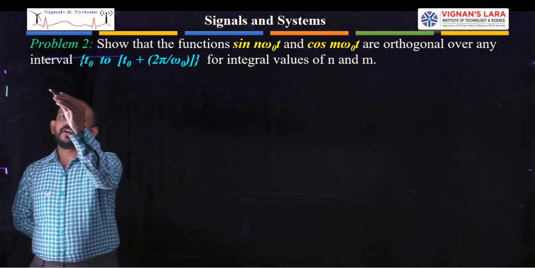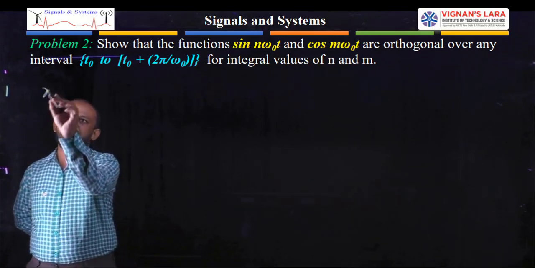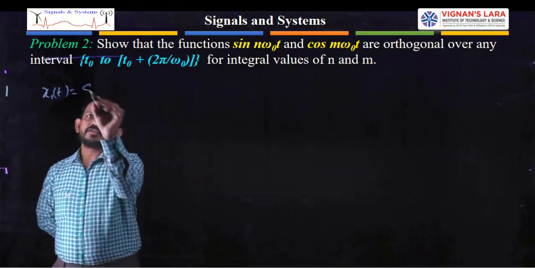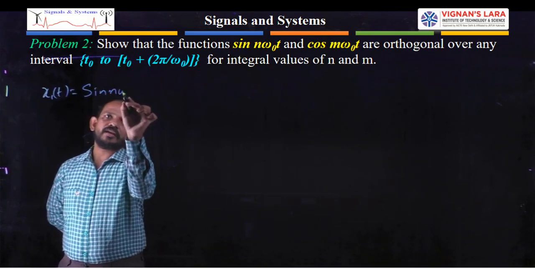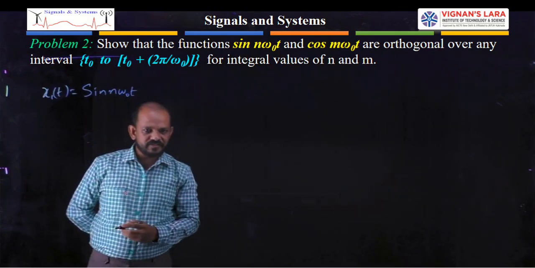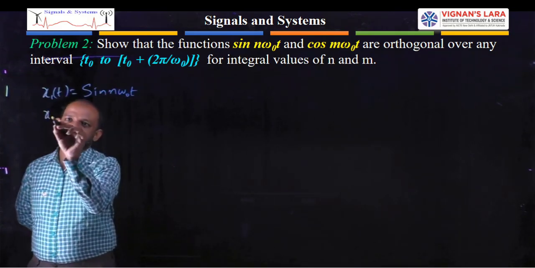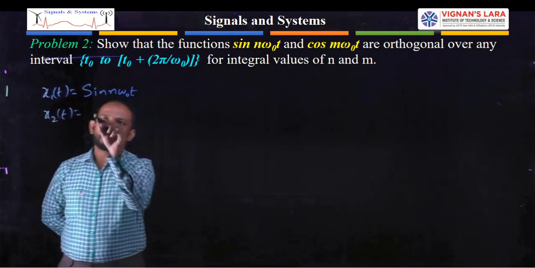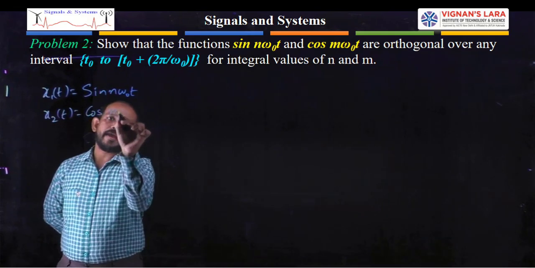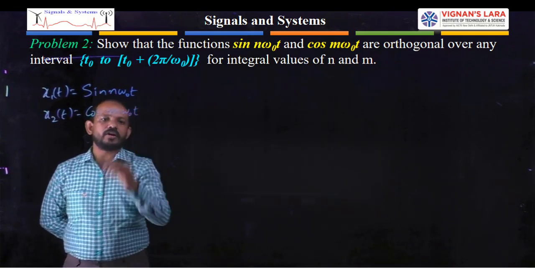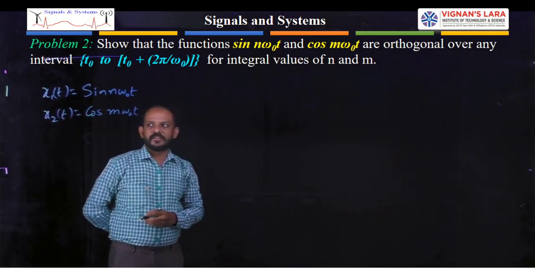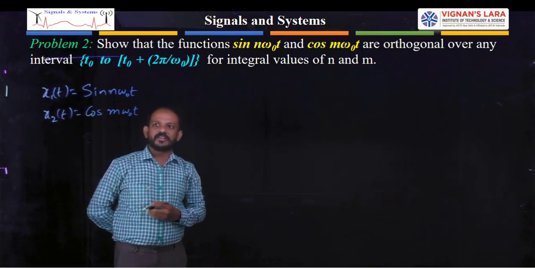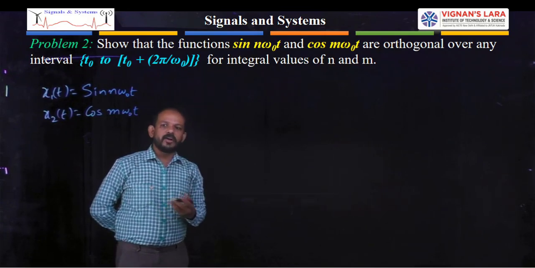What I have to take? First, consider x1 of t. X1 of t is sine n omega naught t. Next, we have to go for the second signal, the second function, that is cos m omega naught t. First one is x1 of t, that is sine n omega naught t, and next one is x2 of t, that is cos m omega naught t.